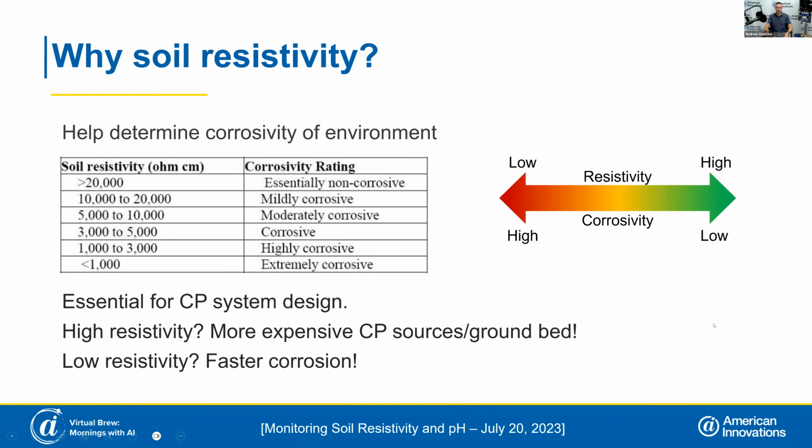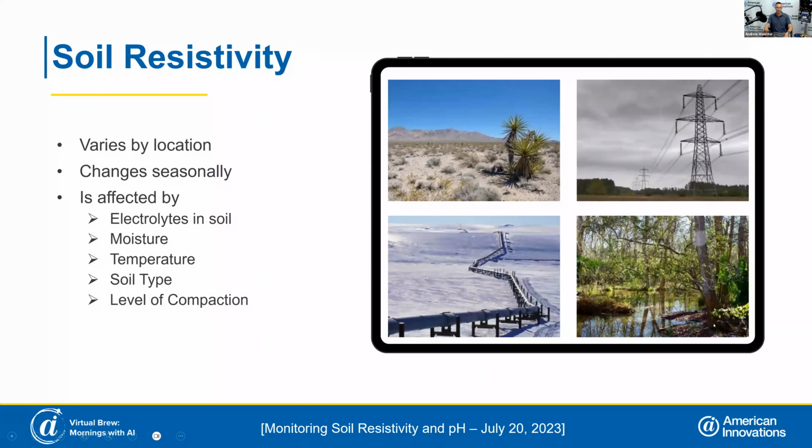And I'm trying to get my button working here. Oop. Go back. All right.